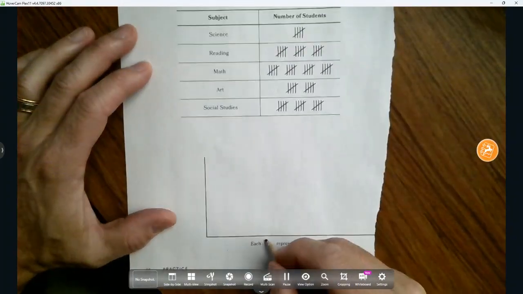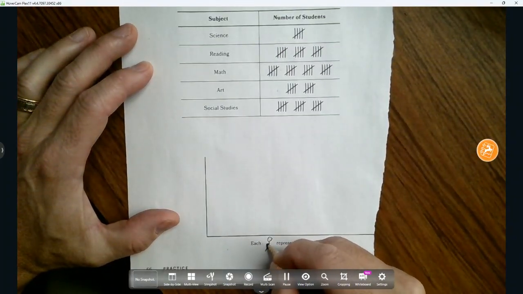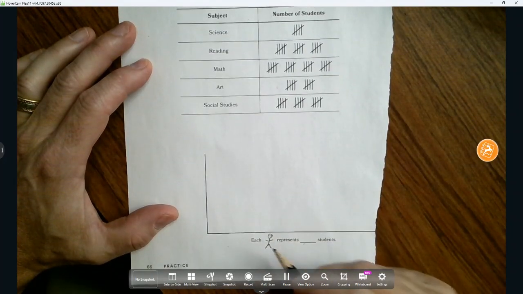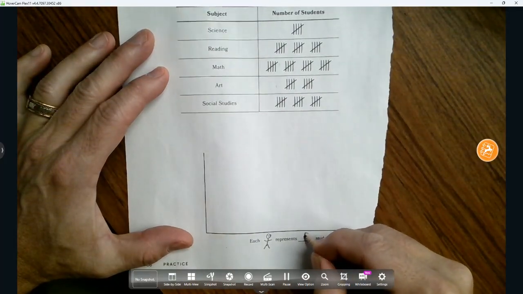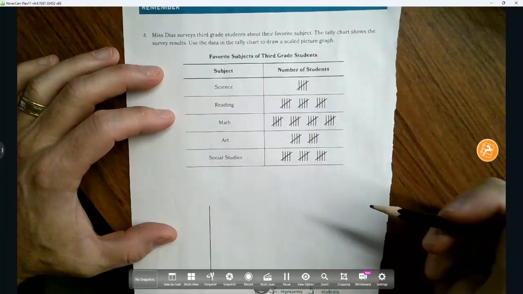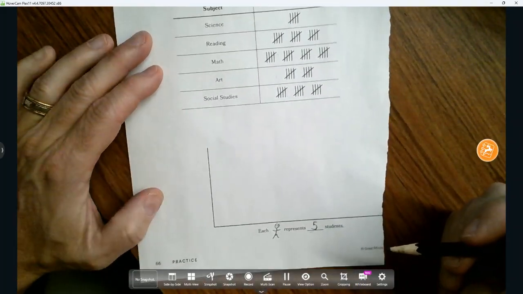So if you want to draw each, look, here's my student. Yeah, Mr. Short's got an art degree. You can tell by that person right there, can't you? Absolutely. I'm going to say that represents 5 students. Because I know my tally marks are all nice and neat in 5s. So why not make it easier?